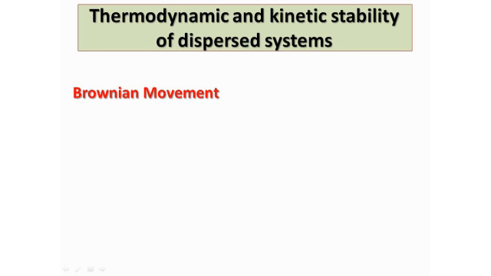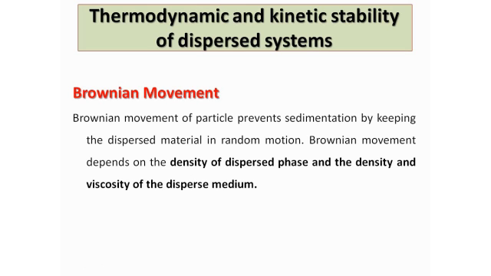First of all, Brownian movement. So what is Brownian movement? Earlier we have already studied that Brownian movement can be defined as the random movement of the particles. Brownian movement of particles generally helps in the case of sedimentation. It prevents the sedimentation of the suspended particles in a suspension by keeping the dispersed material in random motion, and thus this random motion prevents the sedimentation of the particles.